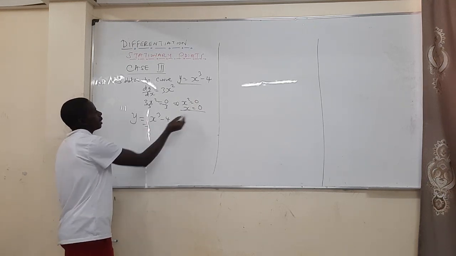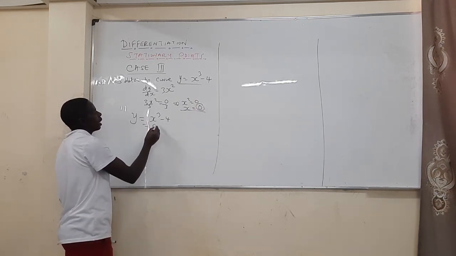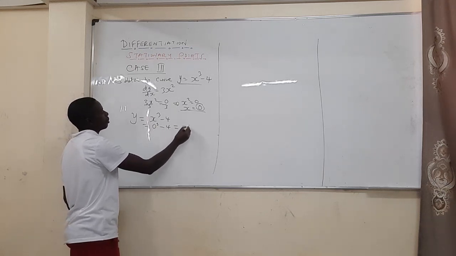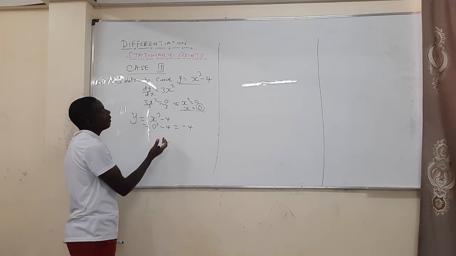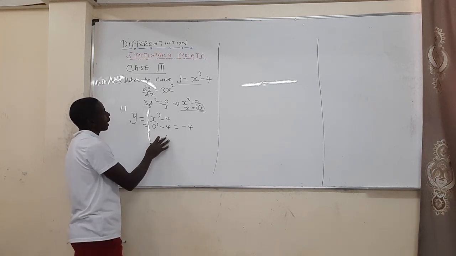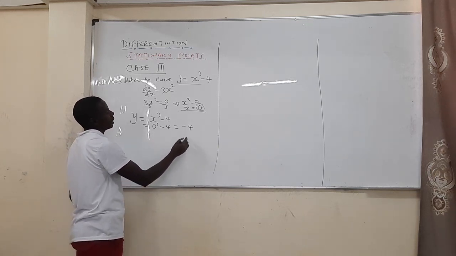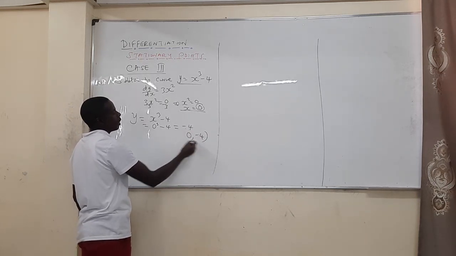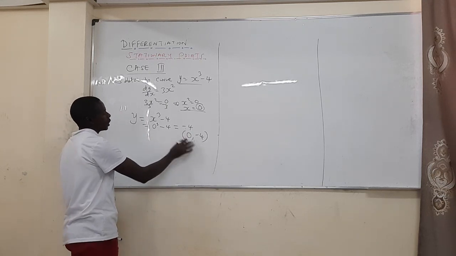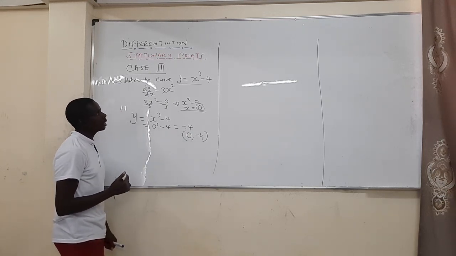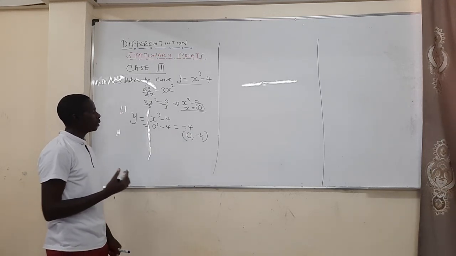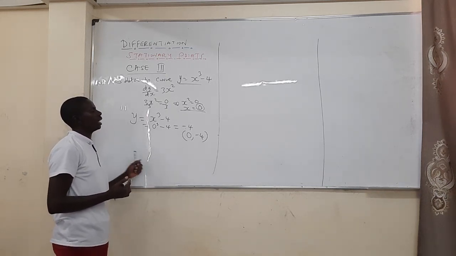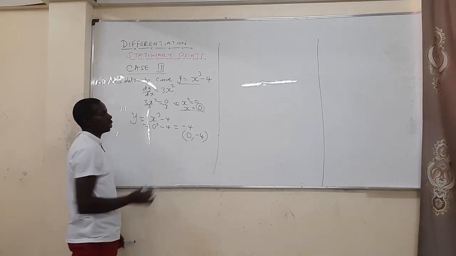We get from this 0, then cubed minus 4, and this is going to give us minus 4. So the stationary point has coordinates 0 for x and minus 4 for y. That is our stationary point. The next thing you need to get is the nature of the gradient on the left-hand side and on the right-hand side of the stationary point.